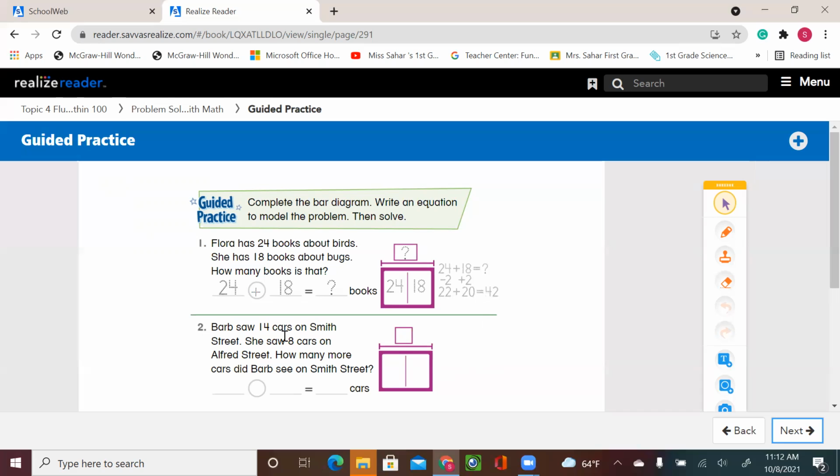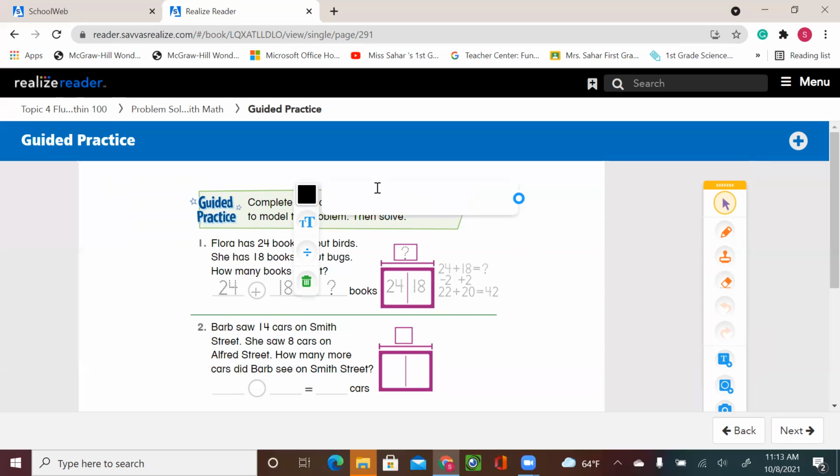Barb saw 14 cars on Smith Street. She saw 8 cars on Alfred Street. How many more cars did Barb see on Smith Street? So now I know that in total, she saw 14 cars. That's how I know that the bar diagram helped me, because I know what I'm looking for. So I know that in all, or total, cars, she saw 14 cars. So that would be here, the box here.